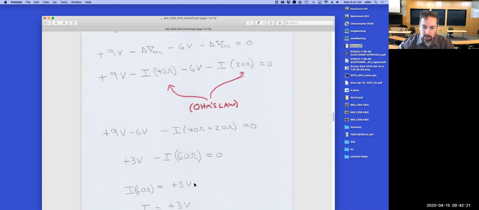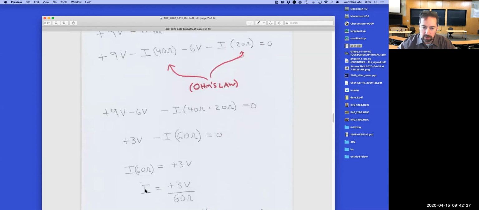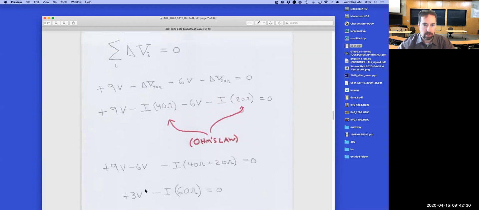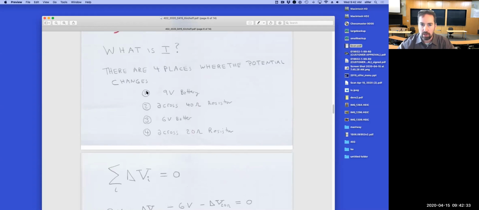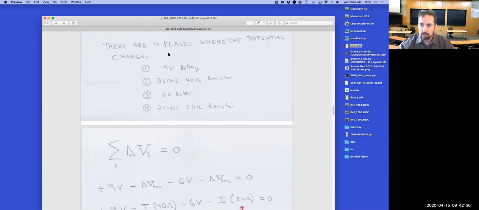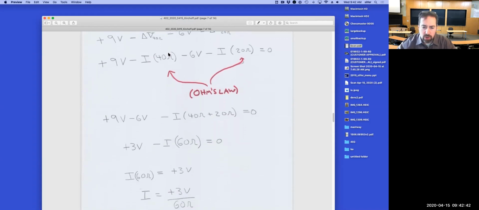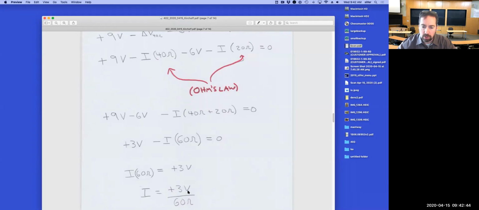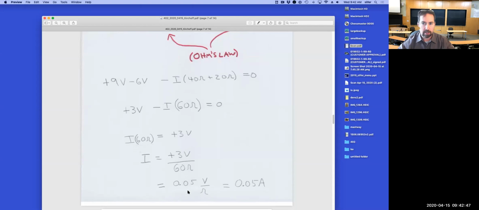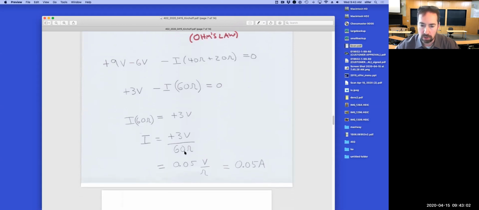Now I can just put this guy on the left-hand side of the equation, put this guy on the right-hand side of the equation, and I can solve for that unknown. It's easy to lose track of what we're trying to do. The initial question was, what is I? What is I? It sounds weird coming out of my mouth. So I equals plus 3 volts over 60 ohms. I punch that into my calculator and I get 0.05 volts per ohm. SI units for potential, SI units for resistance, so I'm going to get SI units for current, which is amps. So the number comes from this.